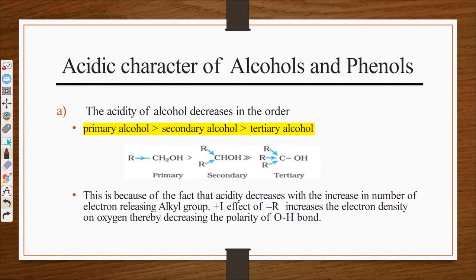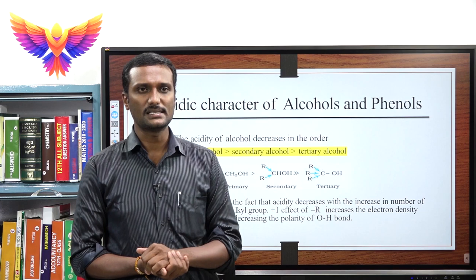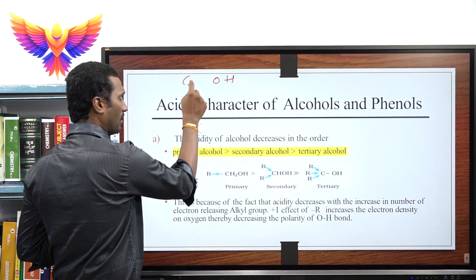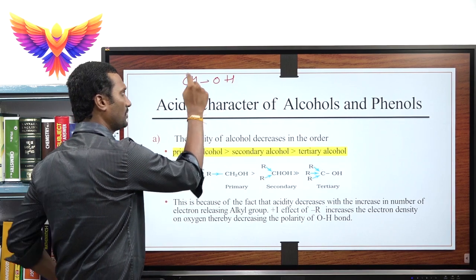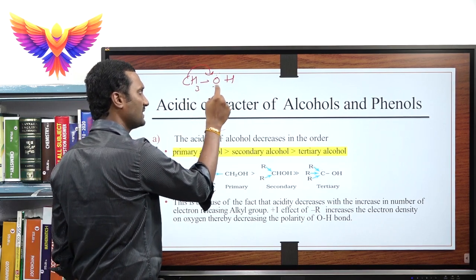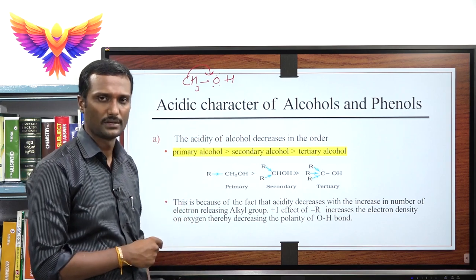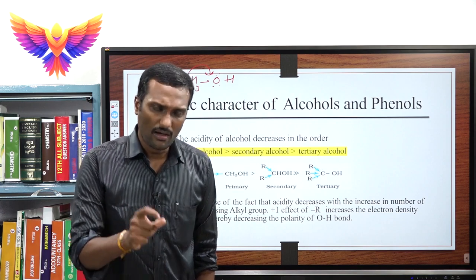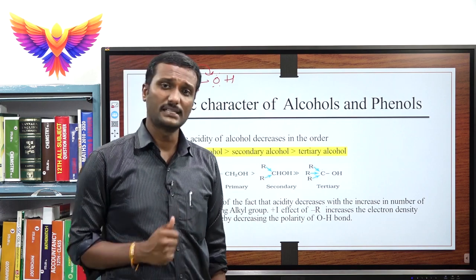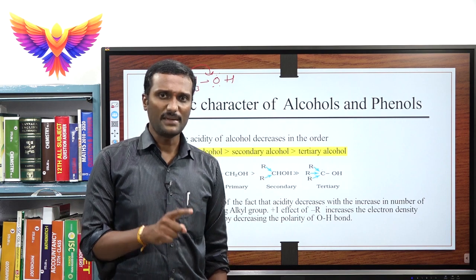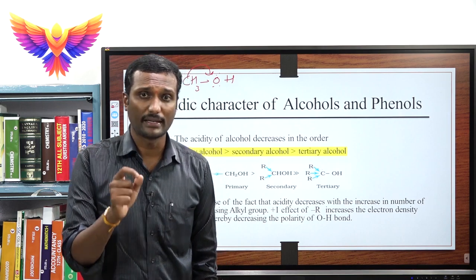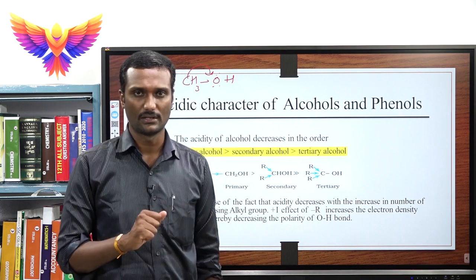The acidity of alcohol decreases in order as the number of carbon atoms attached to the OH increases. The alkyl group has a nature to donate electrons, hence the electron density increases on the oxygen atom. That is one point. Initially we know alcohol is acidic in nature. Why is it acidic? Because there is a polarity between the oxygen and hydrogen.